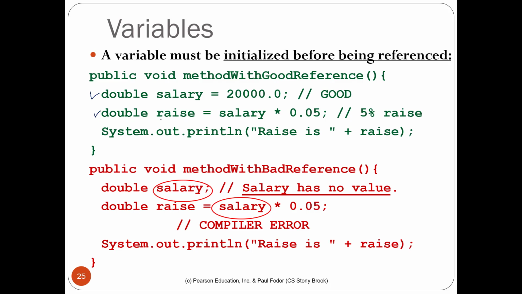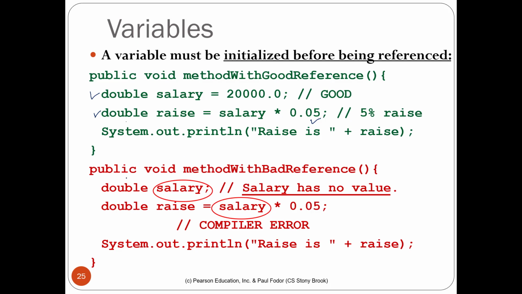So what is raise? It is a double variable. How do you compute raise? Raise is simply the salary multiplied by 5%, which is 0.05. Okay, so it is very systematic. You first declared salary and initialized it in one statement, and in the second statement you are computing a raise on the salary, and you know that the raise should be 5%. Straightforward. And then you are printing it out.